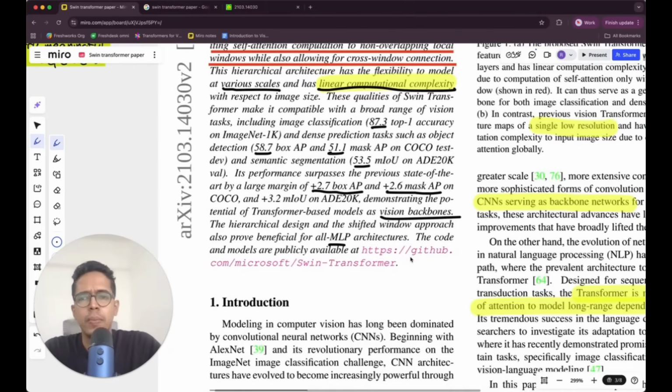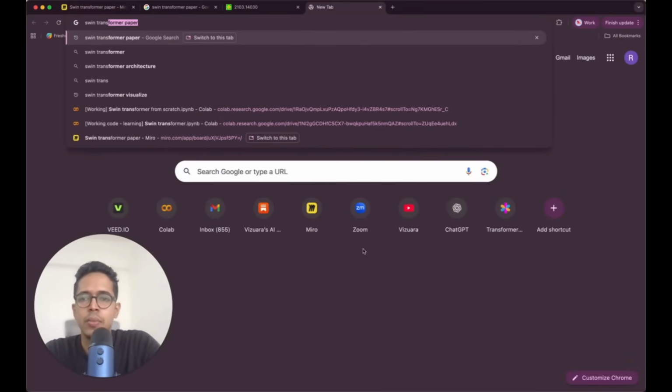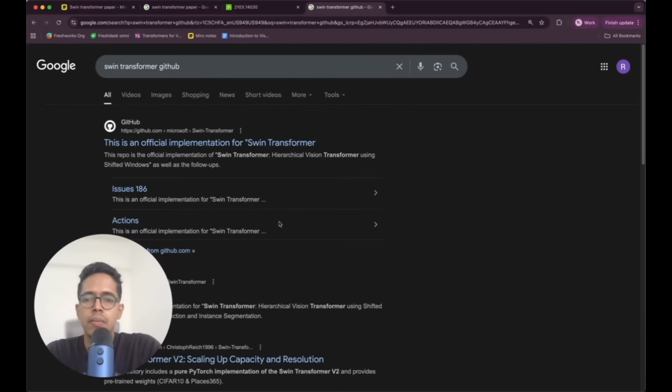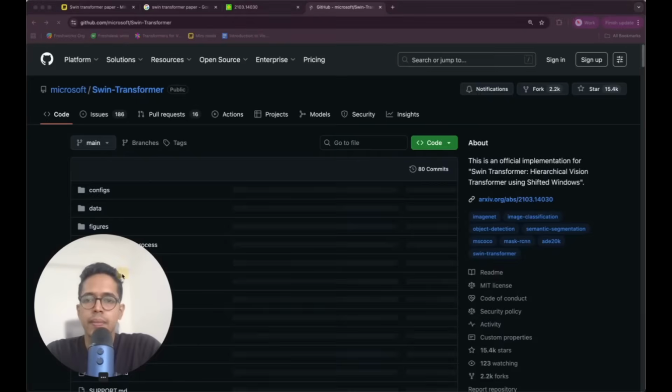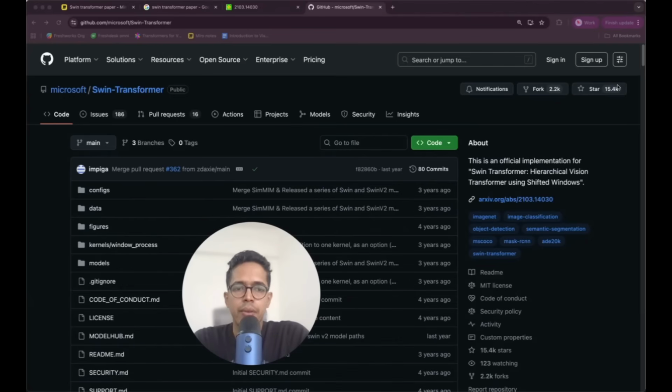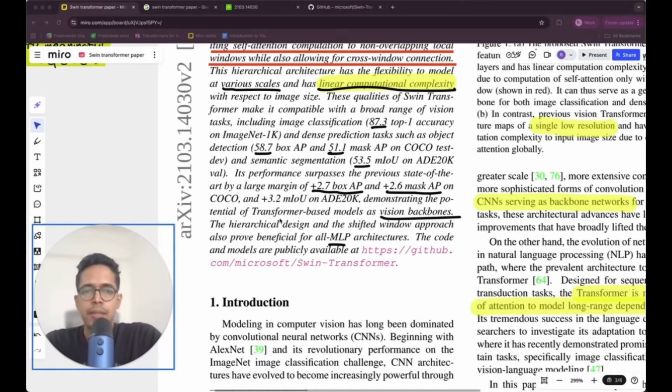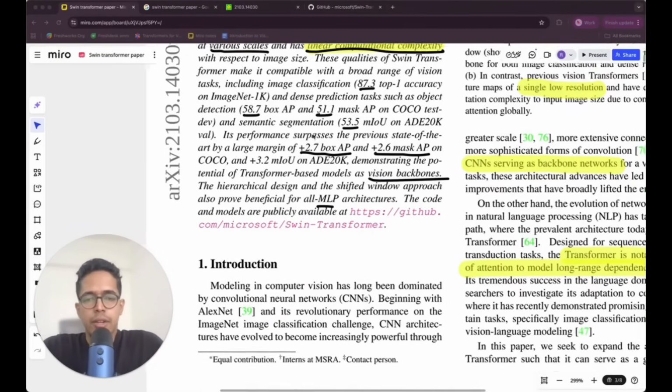We can actually open the GitHub. I'm just curious to see how many stars this repo has. Swin Transformer GitHub. It has 15.4k stars, so very famous GitHub repository. Okay, so that is the abstract. Let's move to the introduction.